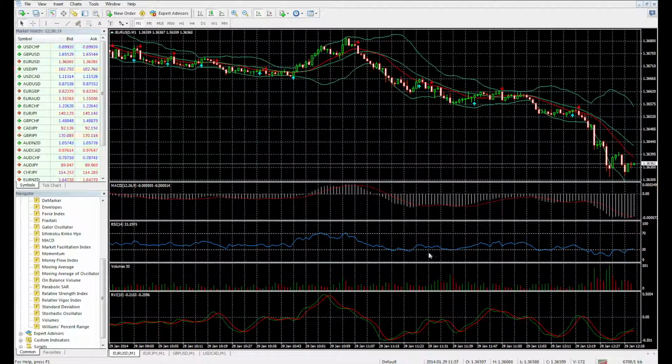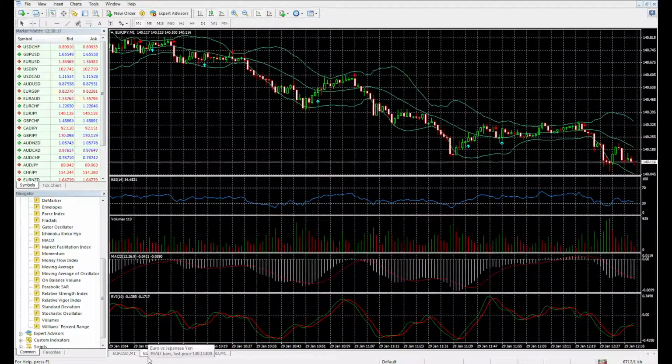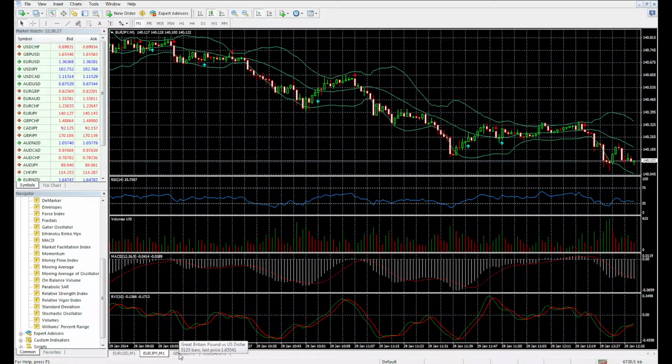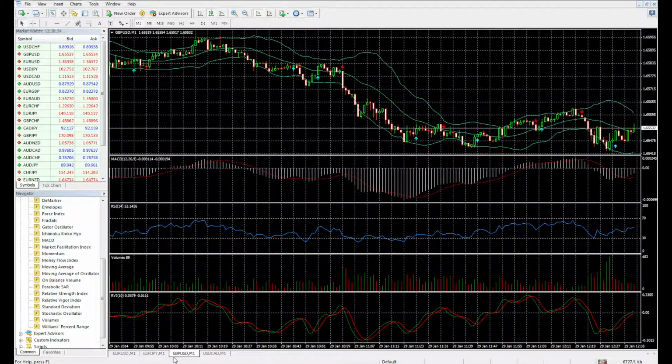Okay, let's go to another chart. Euro and Japanese yen. This chart almost looks the same, so let's switch to another. Great Britain pound and US dollar. Here you can see the relative strength index. It's in the middle, so it's kind of unpredictable. You don't know if it's going to go up or down.